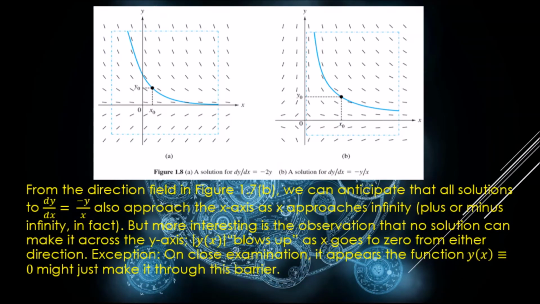From the direction field in figure 1.7b, we can anticipate that all solutions to dy/dx = −y/x also approach the x-axis as x approaches infinity. But more interesting is the observation that no solution can make it across the y-axis. Exception: on close examination, it appears that the function y(x) = 0 just makes it through this barrier.